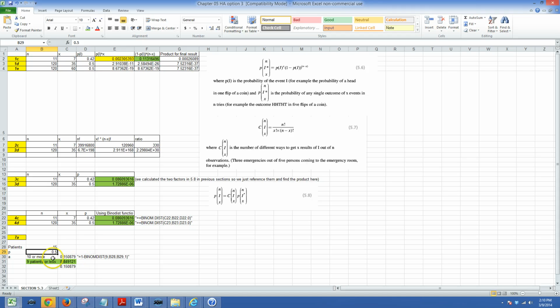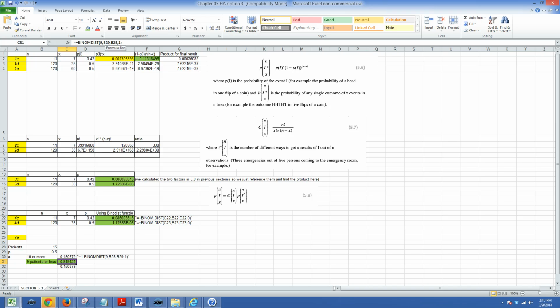Now, 10 or more means that it's a complement of 9 or less, and we can find the probability of 9 or less more easily. So let's do that first. So in green here, the binomial distribution of 9. Why 9? Because we're looking for the 9 patients or less.